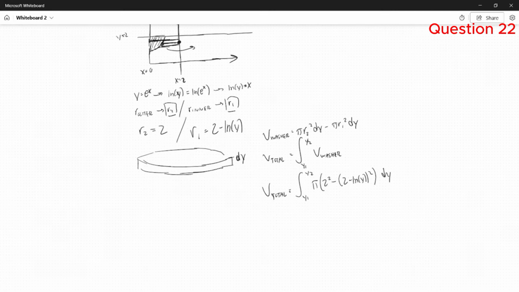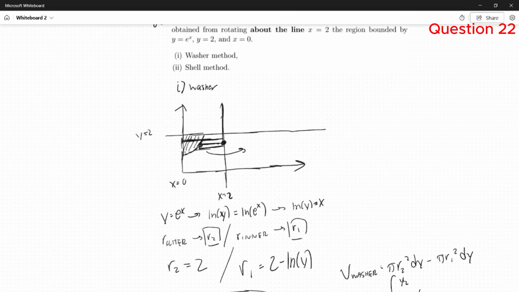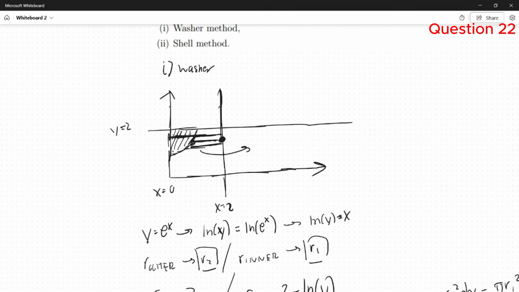Now the last thing we need to do is find the bounds. Look at the function over here. We're starting from this point here, and we're ending at this point here. So we are already given our second y bound, which is just y is equal to 2, but we need to find this one right here.